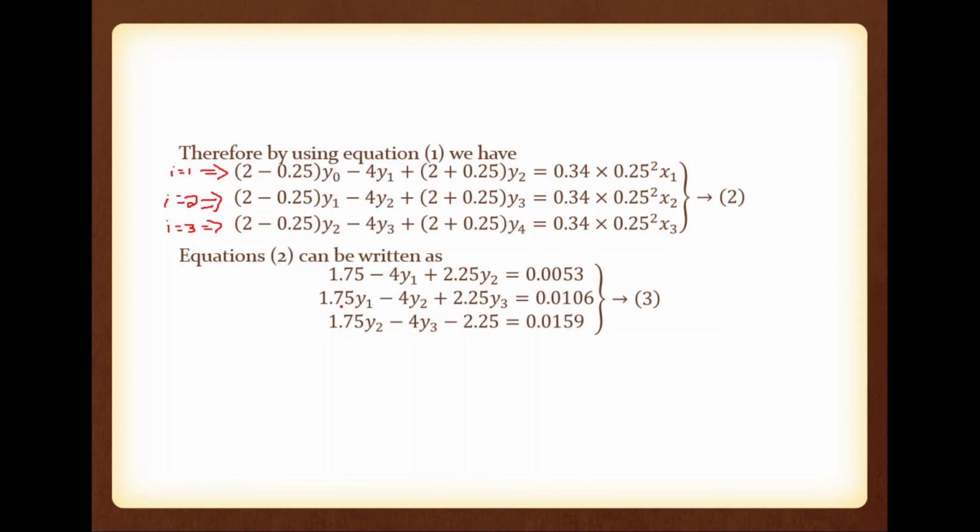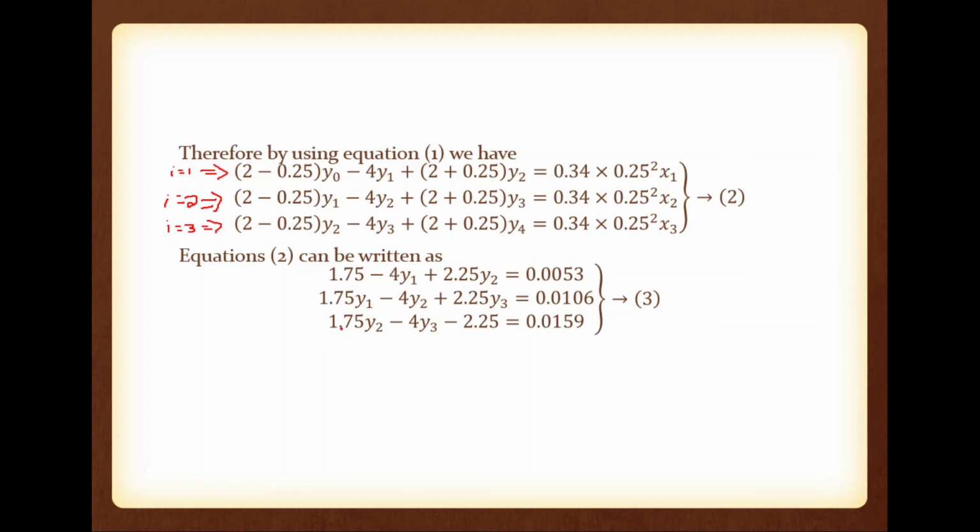Now the second equation, 2 minus 0.25 is 1.75 minus 4y2 plus 2 plus 0.25 is 2.25 into y3 equal to, now what about this one? 0.34 into 0.25 square into what is x2? 0.5. So that is equal to 0.0106 after rounding. Now what about the third one?